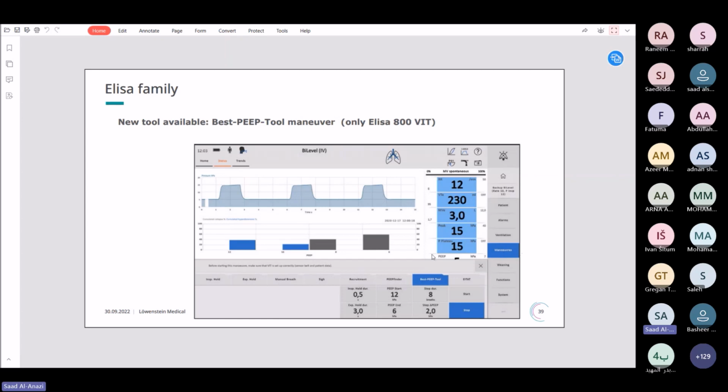From the maneuvers, you can select the PEEP finder and the best PEEP, then you can do the maneuvers. After that, it will measure the pressure, the inflection and the deflection points. Then it will select the safest zone for the PEEP, and then it will give you the recommended PEEP for the patients.